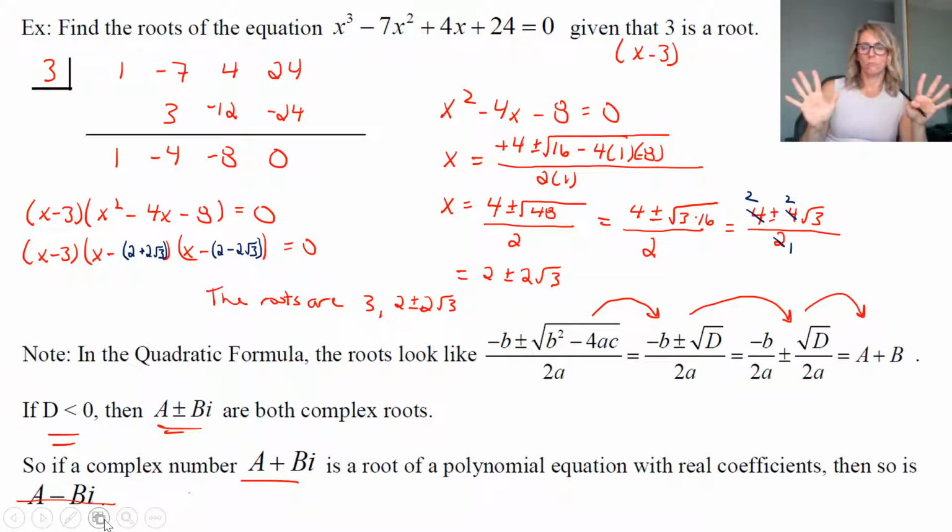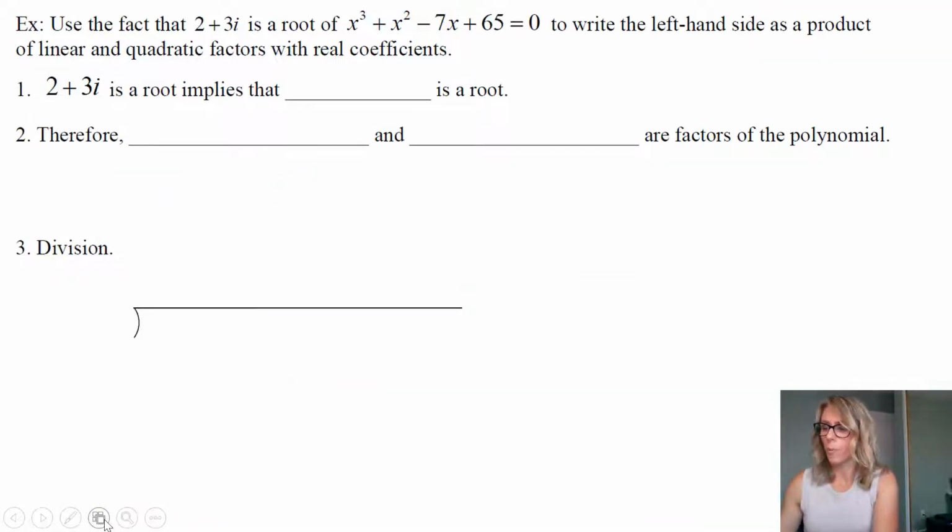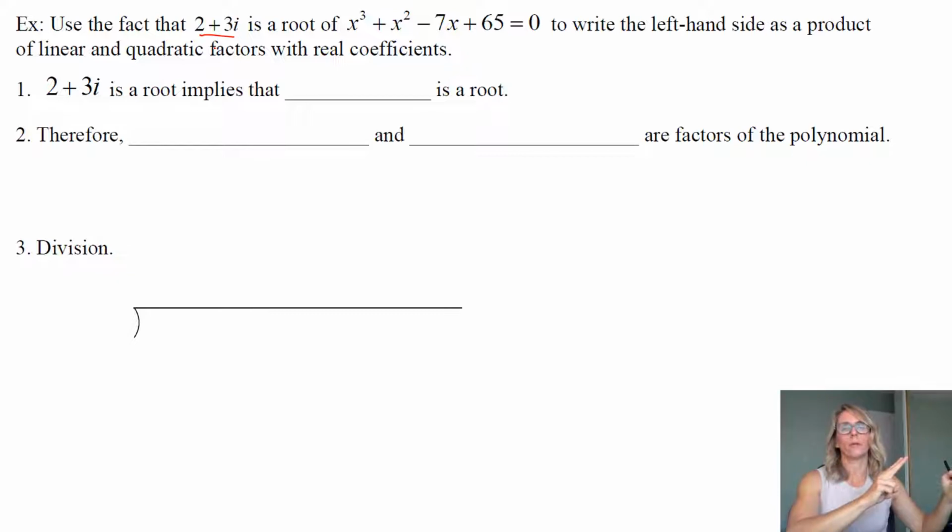That's what we know. And it makes sense because you're always going to have that with the quadratic formula, you're going to have plus or minus. So d is negative. Now you've got a complex root and you've got both positive and negative. Okay, so the whole point of this is saying that we're going to do an example. We have that 2 plus 3i is a root of this equation that we see here. Our job is to use that fact to rewrite x cubed plus x squared minus 7x plus 65 as a product of those linear factors. That is our job.